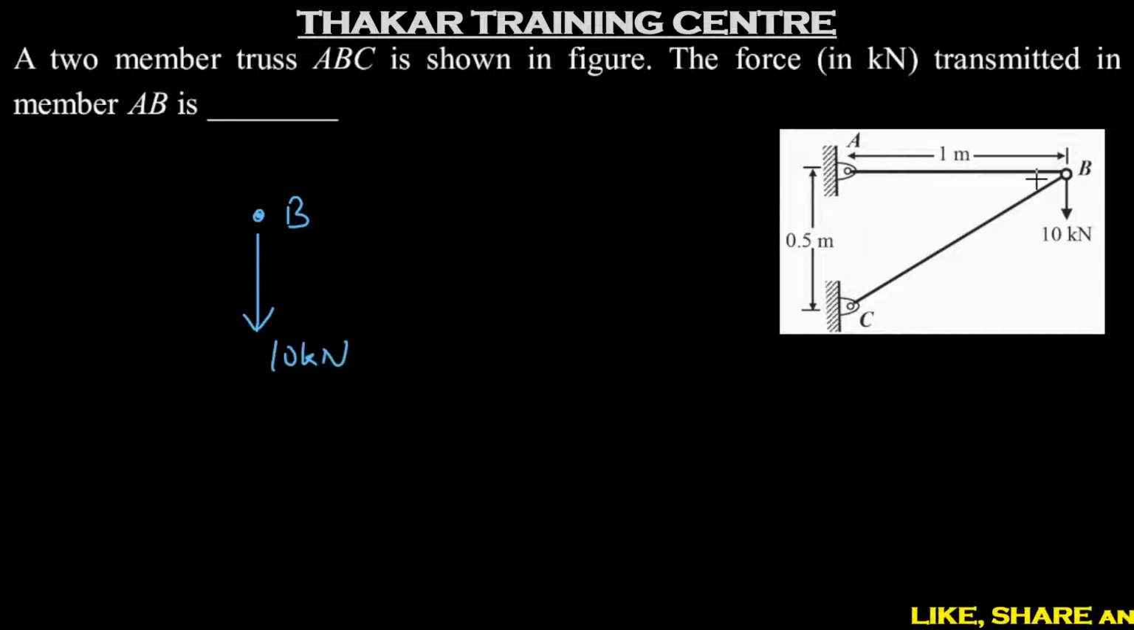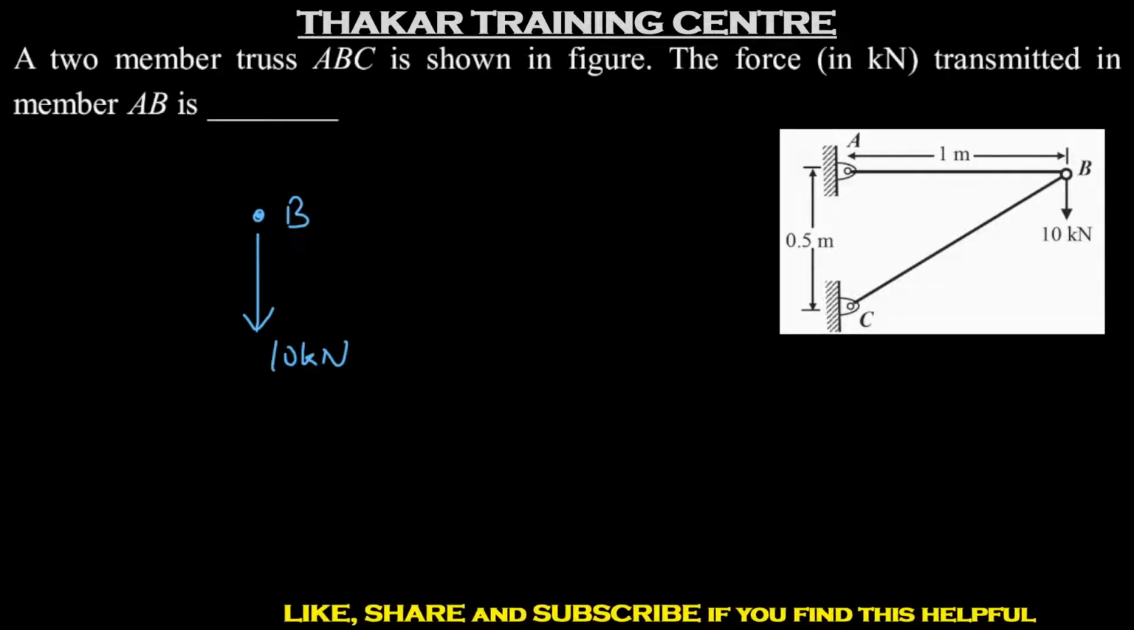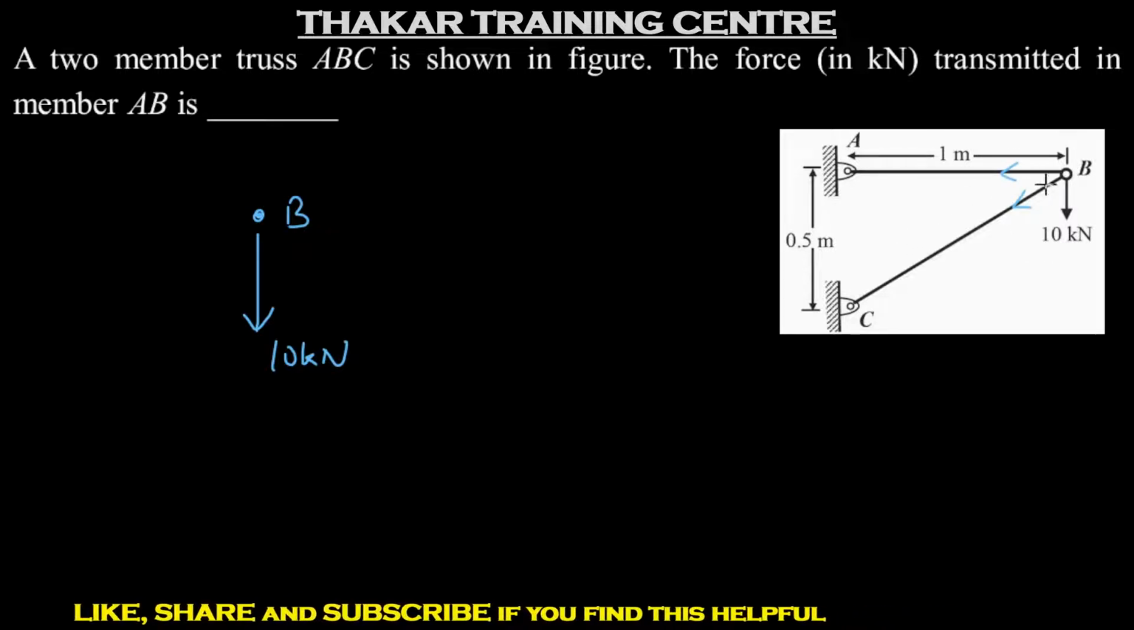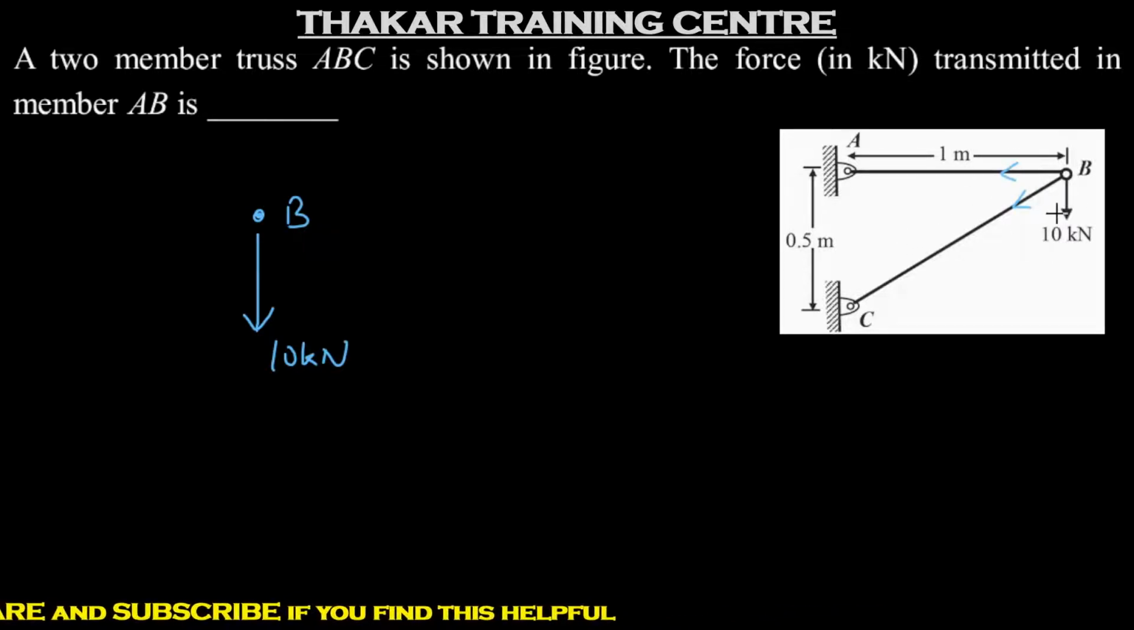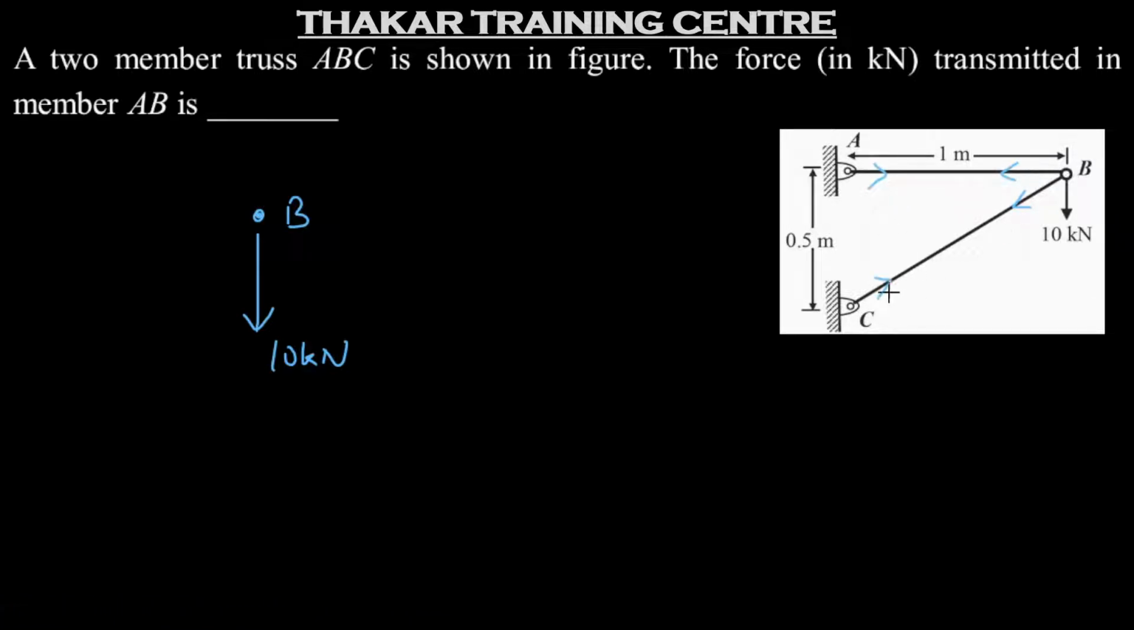Now to apply Lami's theorem, we will take the direction of forces either towards the point or away from the point. So we already have one force which is away from the point. We will take these two to be in this direction so that all the three forces become away from the point. So we will complete the diagram. So these are the directions of internal forces that we are assuming for members AB and BC. So we have force in AB which is in this direction and this is force in BC.